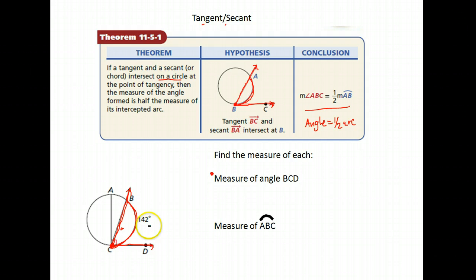The arc is 142. So again, we set up our property. The property here says that we have an angle with a vertex on the circle, so the angle is equal to half of the arc. In this case, our arc is 142. So our angle is equal to half of 142. We go 142 divided by 2 is 71.